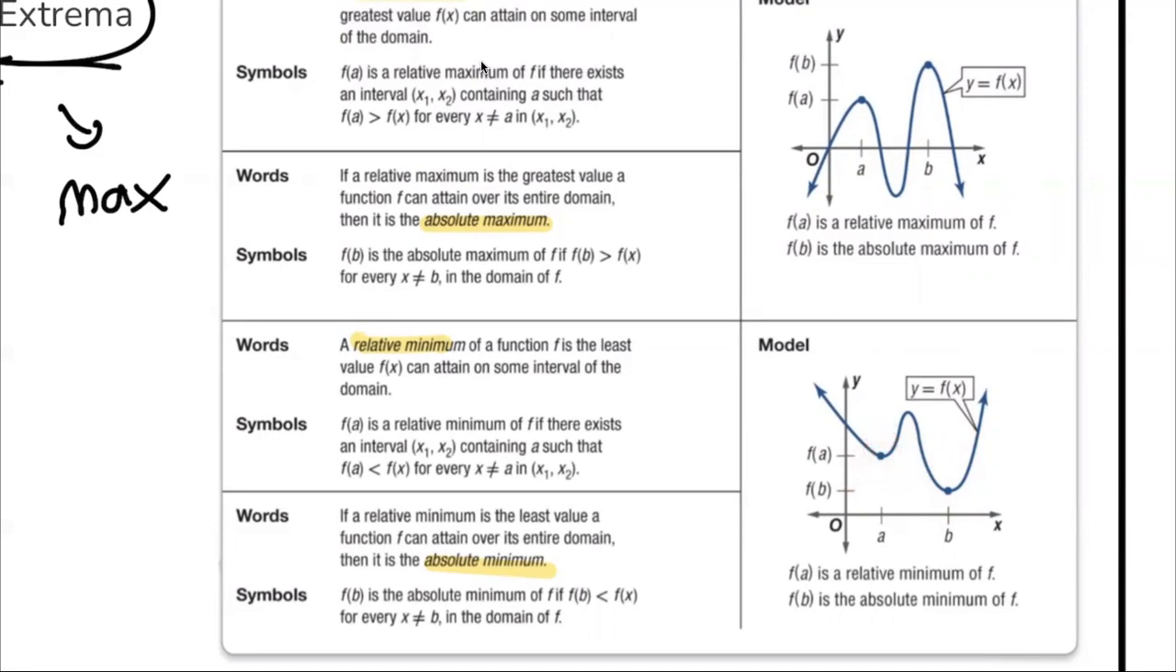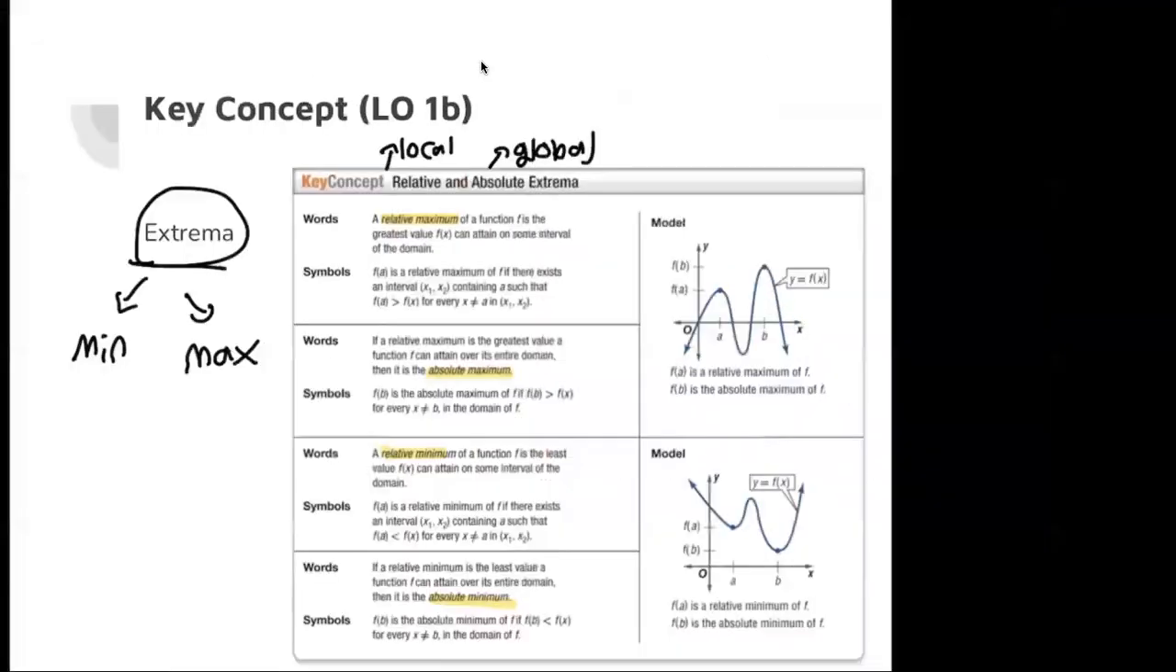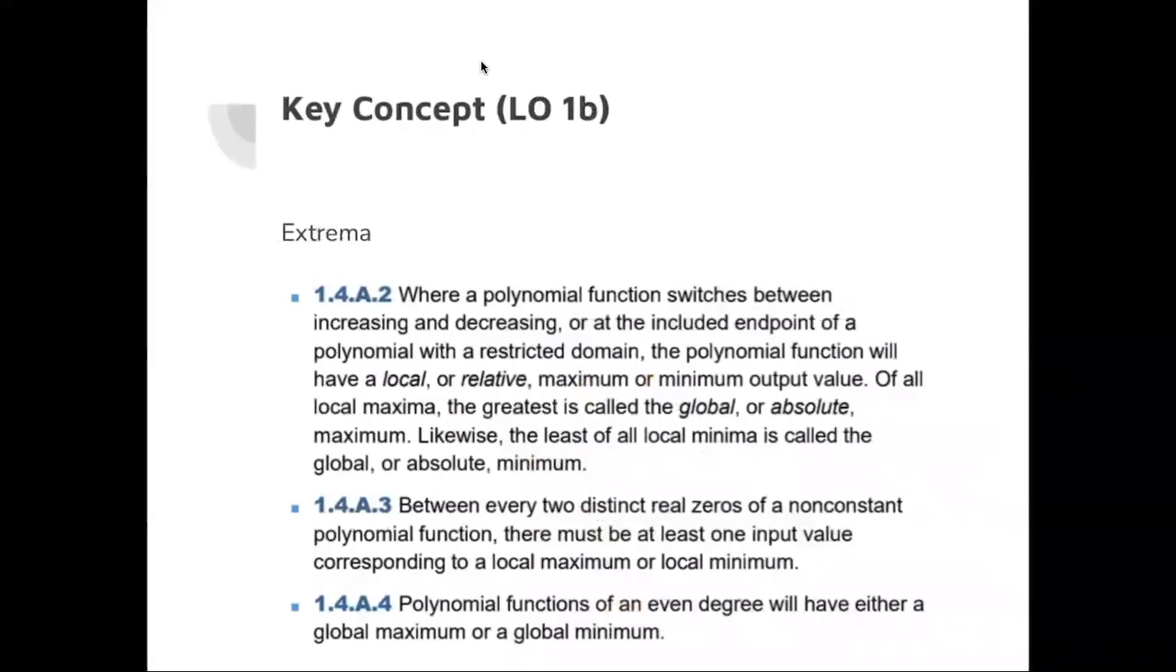For relative maximum and relative minimum, think like, oh, it's relatively higher or relatively lower than the closer points. But for absolute, think of it as the greatest maximum or the lowest minimum, kind of like that, okay? Okay, these are some important things that College Board wants you to know, okay?